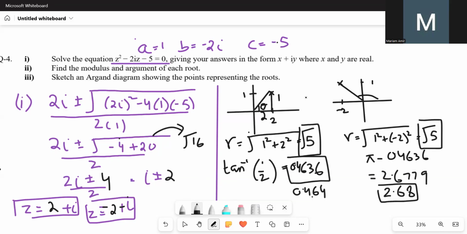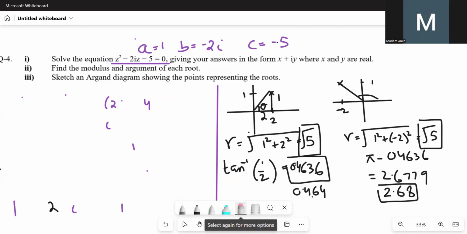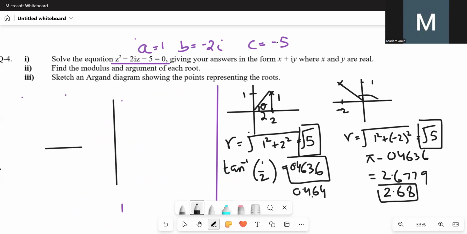Okay. Part 3, sketch on an Argand diagram showing the points representing the roots. So we will make one Argand diagram, a proper one this time, with X and Y properly labeled, and show both the roots on the same diagram. So, okay, X and Y, and we write real Z here and imaginary Z here.